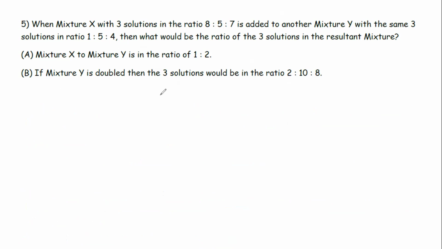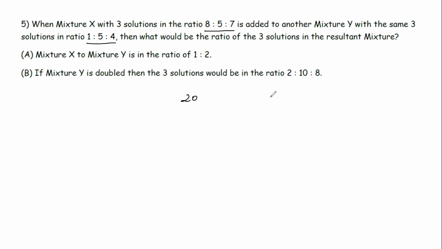When mixture X with three solutions in the ratio 8 is to 5 is to 7 is added to another mixture Y with the same three solutions in the ratio 1 is to 2 is to 4, what would be the ratio of the three solutions in the resultant mixture? So mixture X to mixture Y is in the ratio of 1 is to 2. If you add up these ratios, 8, 5, 7, we get 20 parts. If you add up the others, it gives us 10 parts.